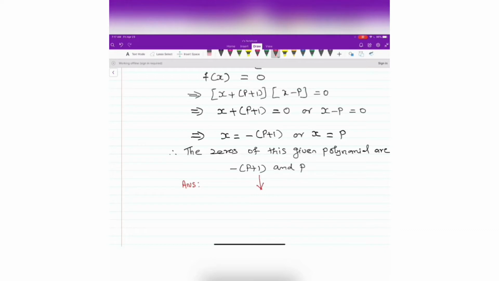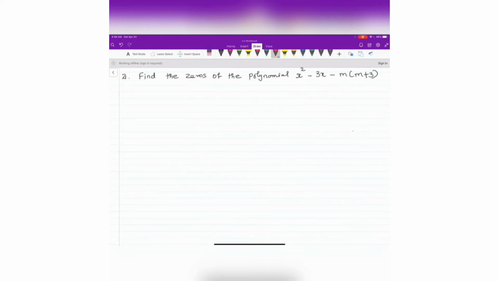Now, to make you comfortable, to make you understand this particular concept properly, let me work out one more question of the same type. Question number 2. Here you have to find the zeros of the polynomial x square minus 3x minus m into m plus 3. This question is similar to the previous one we did in today's class. Let's do it now. Solution.